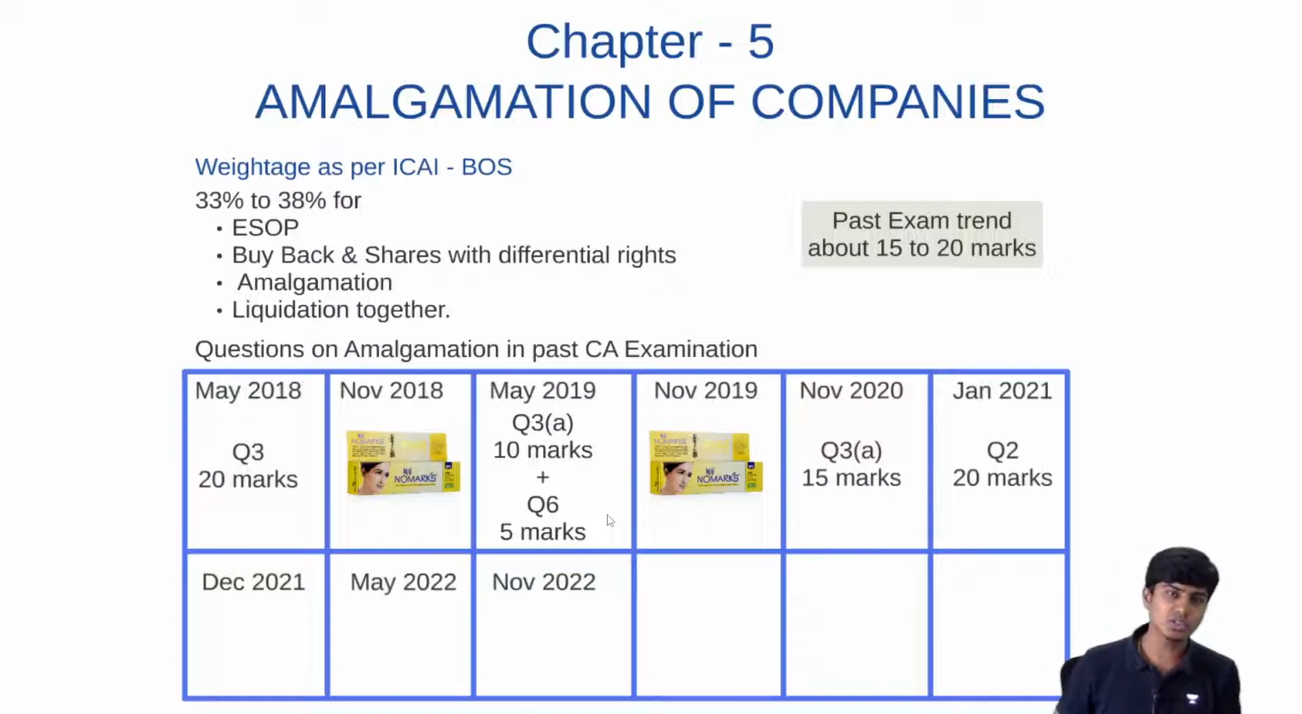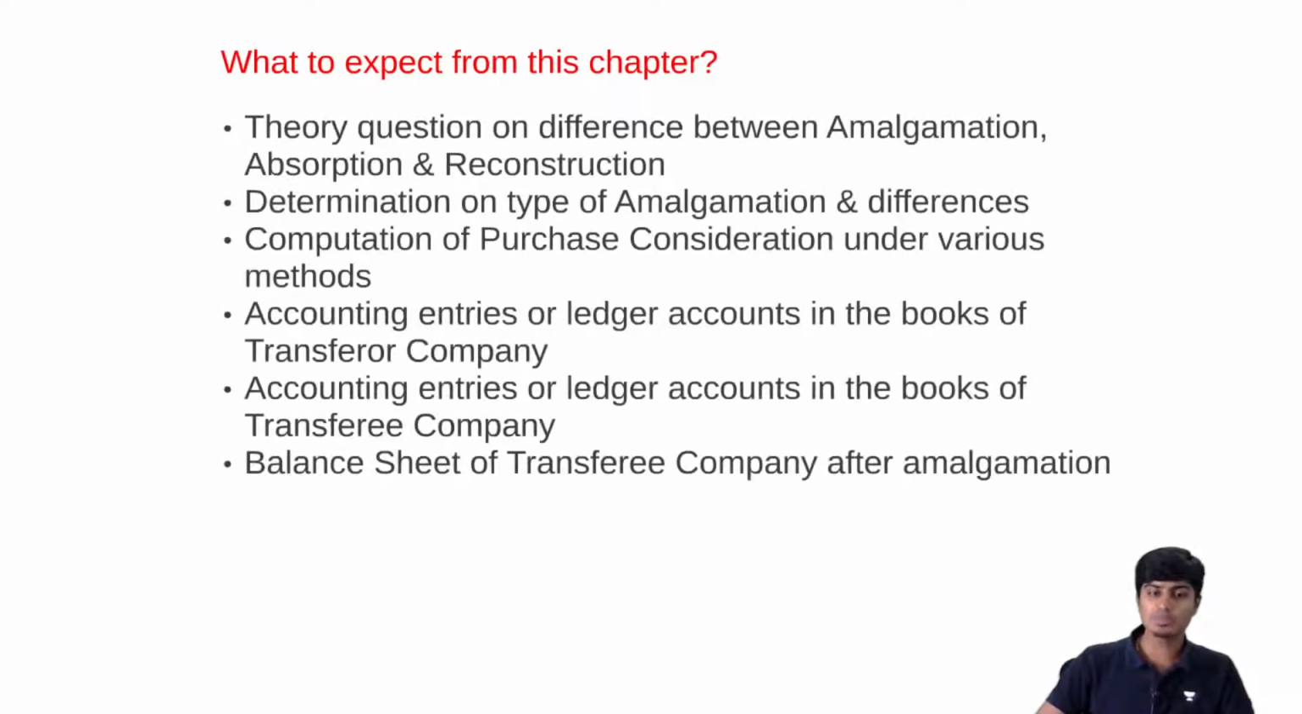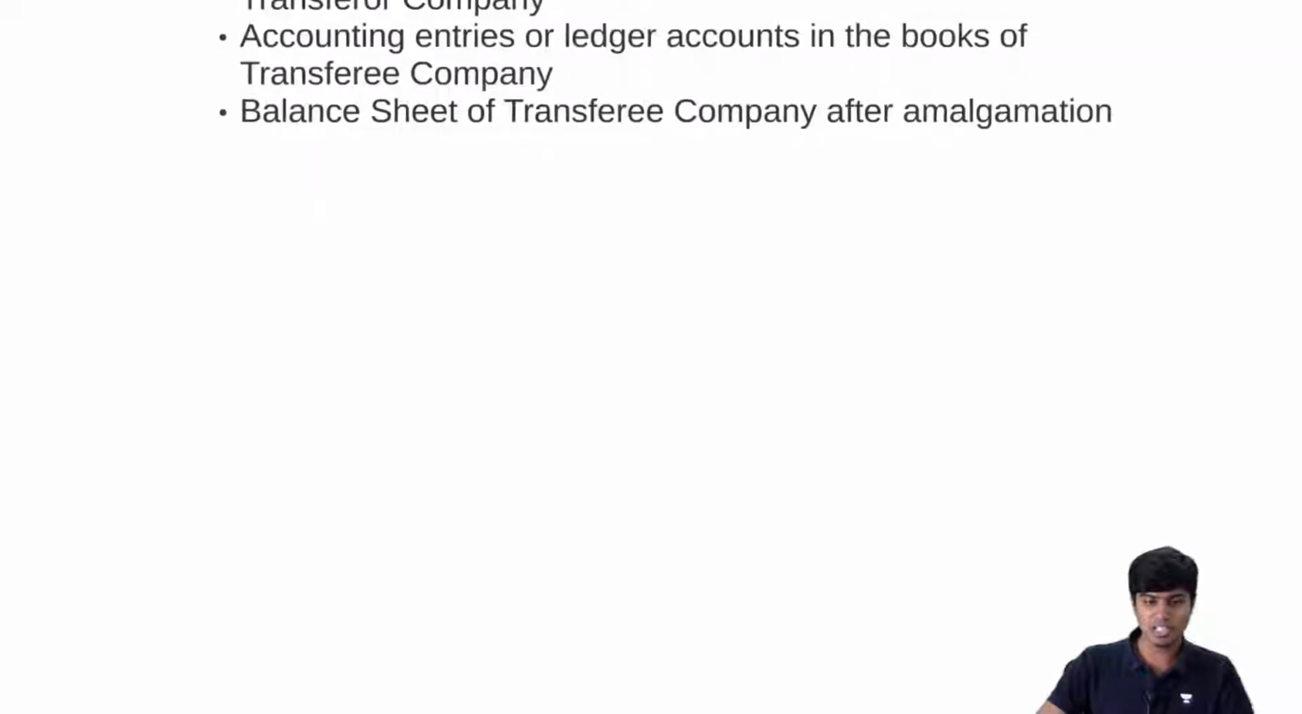In part 3 I'll discuss all the journal entries, and after that is when we're going to discuss the problems on this topic. So after discussing the past examination question trend, we also understood what to expect from this chapter. Questions can come on theory, determination of types of amalgamation, difference between each type of amalgamation, computation of PC, accounting entries and ledger in the books of transferor, accounting entries and transfer entries in the books of transferee, and balance sheet in the books of transferee.